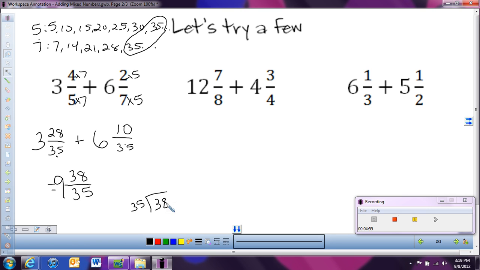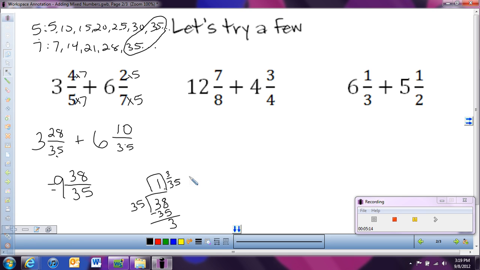So 35 goes into 38 once. That would be 35. I'll subtract and get 3. If I wanted to keep going, I'd have to write a decimal. If I have to write a decimal, I'm done because we don't want decimals when we're working with fractions. So our whole number is 1, and then our fraction is 3/35.